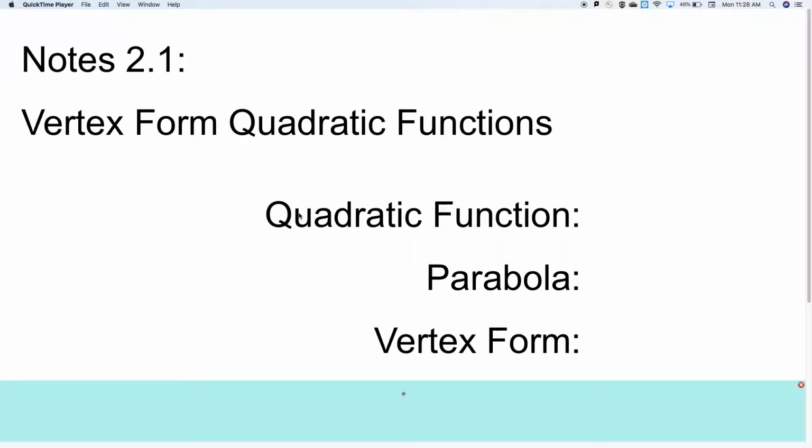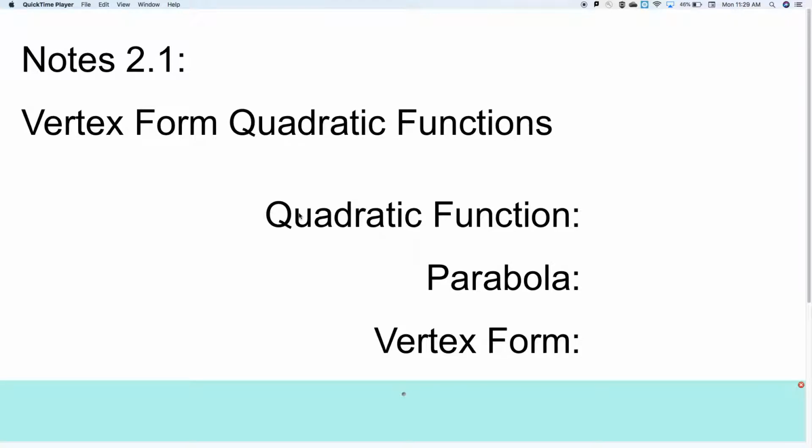Today we're going to start Chapter 2. Just a quick reminder that Chapters 1 and 2 are combined for a test. So our first test, I think, if you look at the gold sheet, is scheduled for Friday, September 13th. And that will include Chapters 1 and 2.